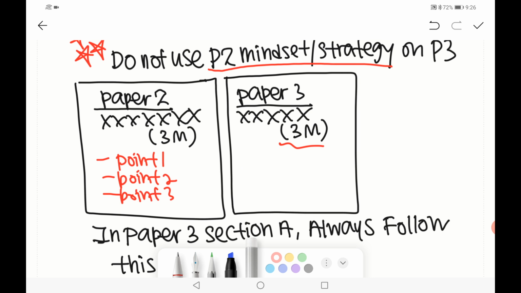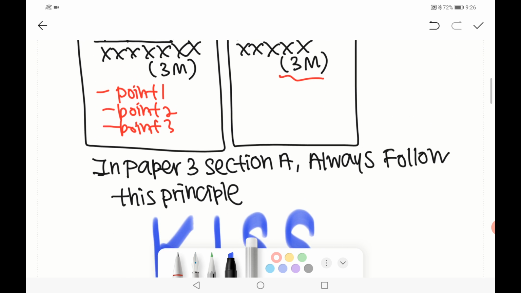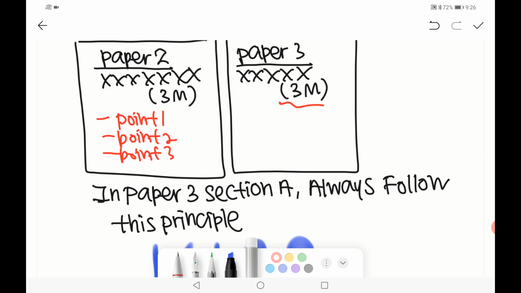So at here, I want to emphasize one more time. Paper 2 and paper 3, the marking concept, the way they award you the marks, is very different. Okay, I'll talk more about this later. So next on, when you come to paper 3, which we will focus on section A today.